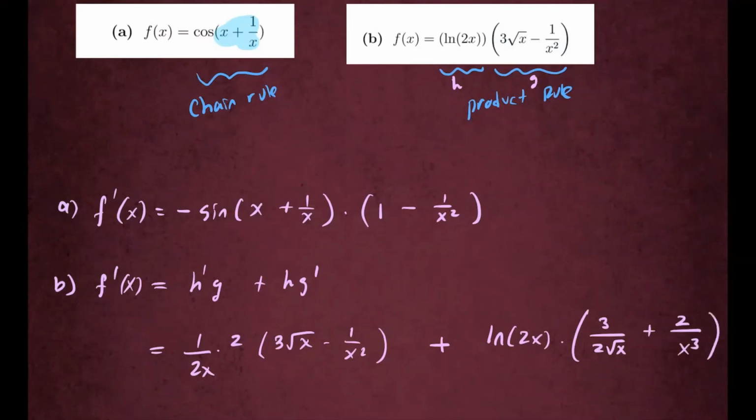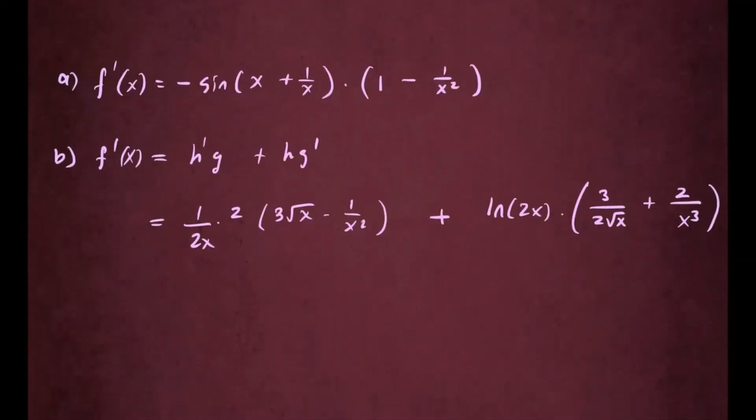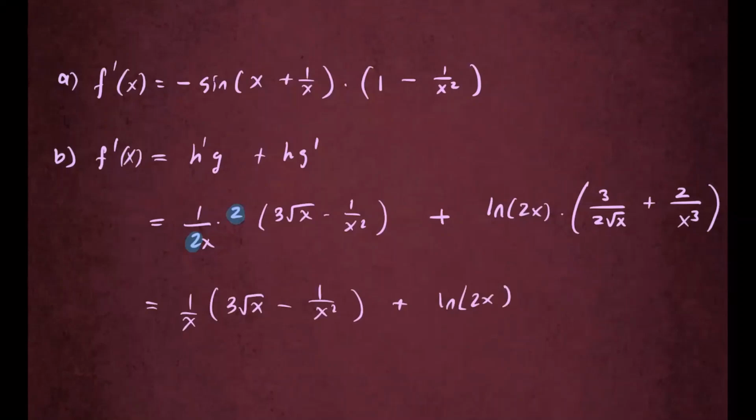And again, you can leave it right there, or you can just clear out some of the factors. For example, this one, I can cancel out those 2's. So my final answer will be 1 over x times 3 square root of x minus 1 over x squared. And the second one, I'll just leave it as it is. There's nothing really to simplify. ln of 2x times 3 over 2 square root of x plus 2 over x cubed. So that would be your derivative for the second problem.